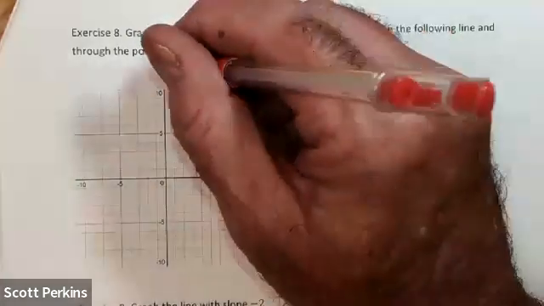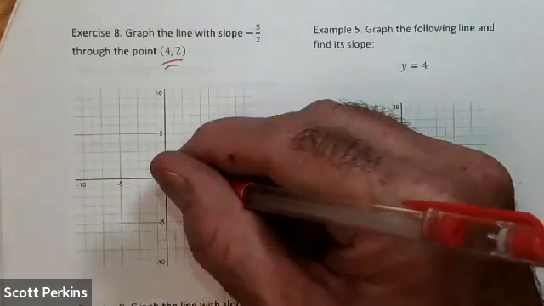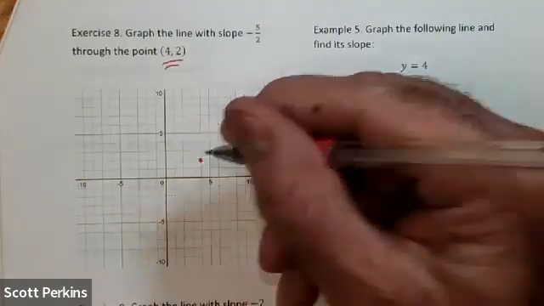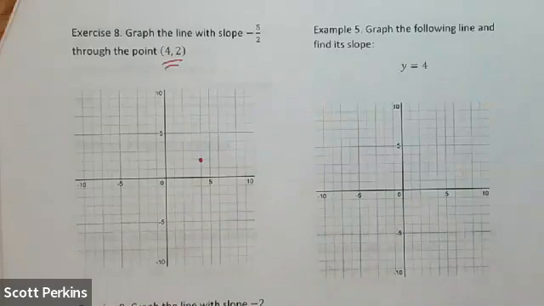First thing I'm going to do is make a dot at 4, 2. So over 4 and then up 2. So right there in quadrant 1. And then the slope is -5/2.